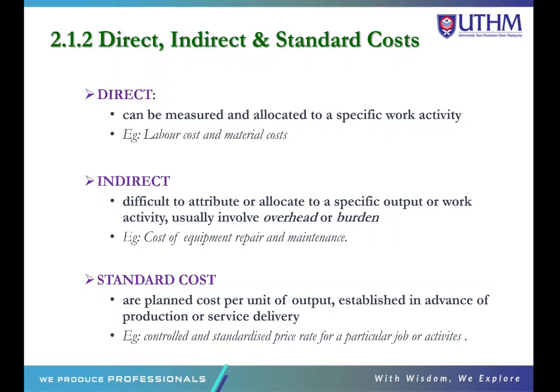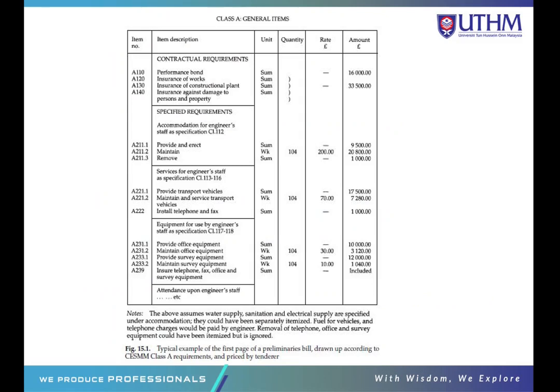The third one is the standard cost, the planned cost per unit of output, established in advance of production or service delivery. The example is a controlled and standardized price rate for a particular job or activity. When you look into the contract document, you have a list like this. On the BQ, the bill of quantities, the standard rate is already listed for specific activities and particular materials.